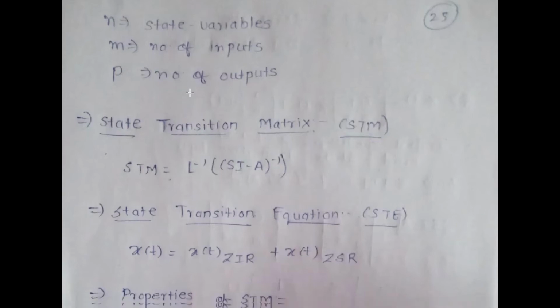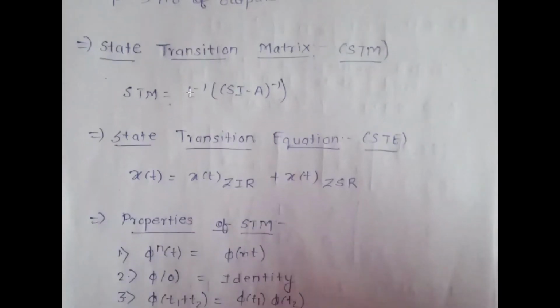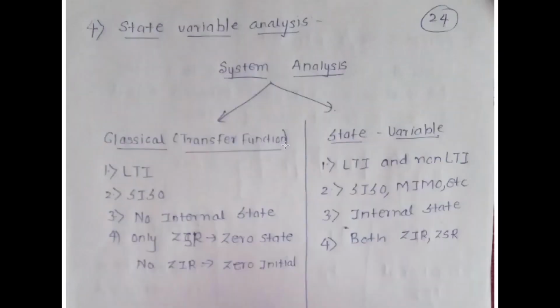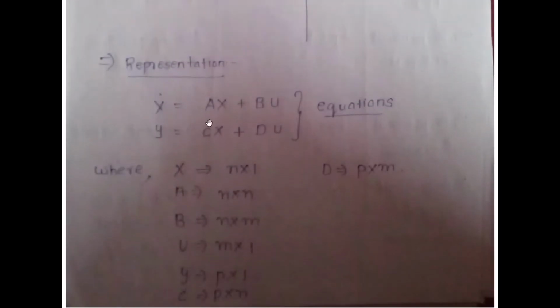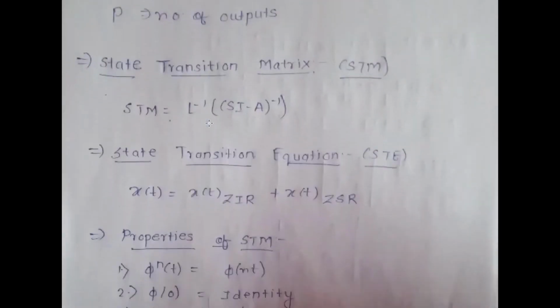There are certain terms you should be aware of: state transition matrix and state transition equation. You might be given a graph or the equations given over here, and from that you will be asked, this is a very common question in the paper, to find the state transition matrix and the state transition equation. We will be solving a numerical on it so that you have a better understanding, but you should know this.